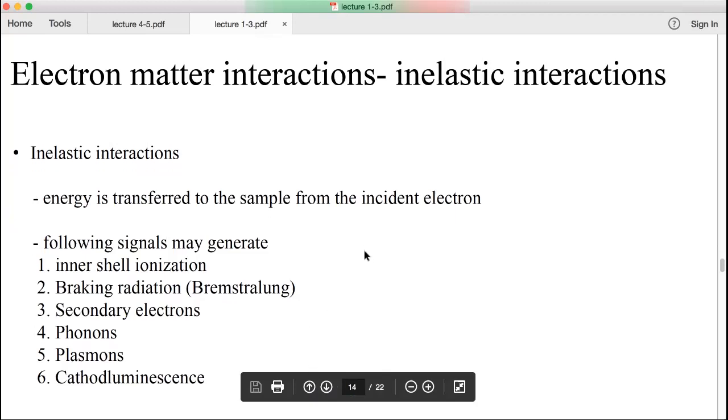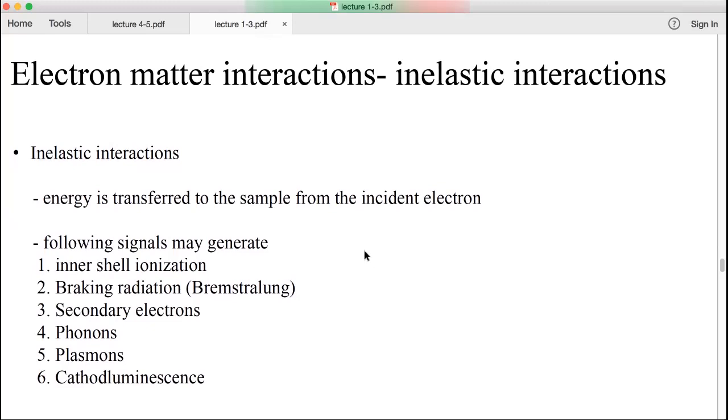Right. So if we talk about the inelastic interactions, energy is transferred to the sample from the incident electron in the following ways. Inelastic means this incoming electron loses some of its energy inside the sample, and this lost energy will produce the following signals. It can produce inner-shell ionization. That means this incident electron completely removes one electron from the shell of an atom into a vacuum. So you have inner-shell ionization.